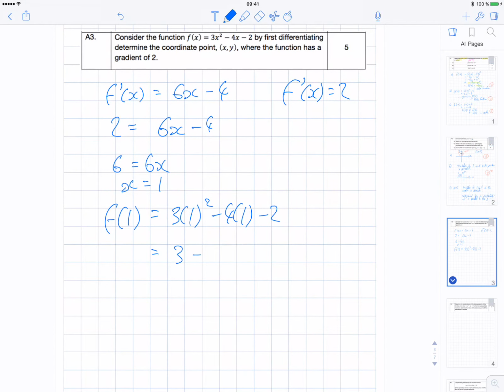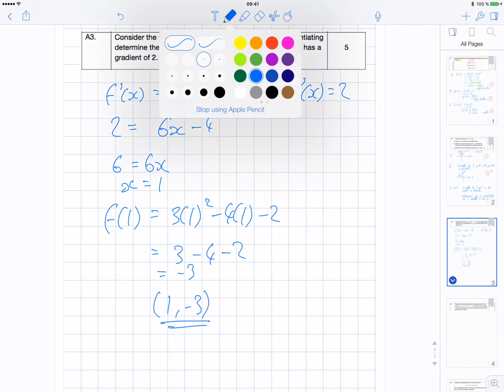That is equal to 3 minus 4 minus 2, which is equal to 3 minus 4 is minus 1, minus 2 is minus 3, so the coordinate point is 1, minus 3. And you should be absolutely happy with that, and that's 5 very easy marks.